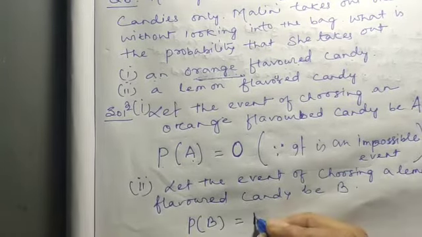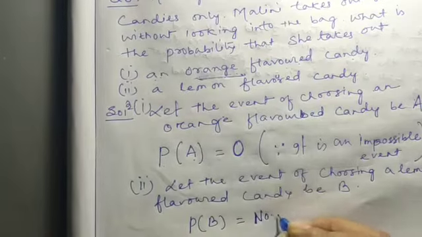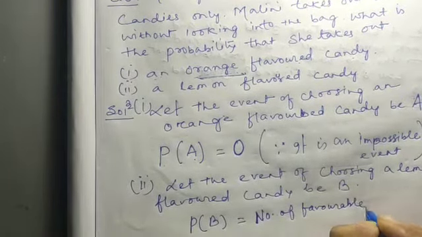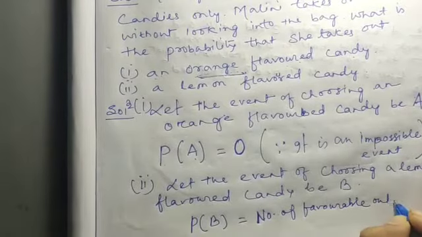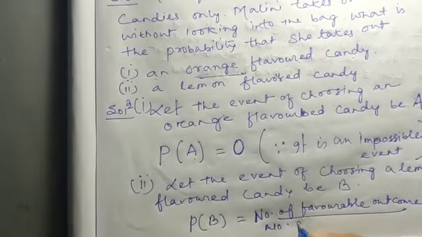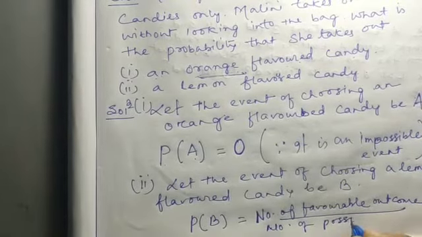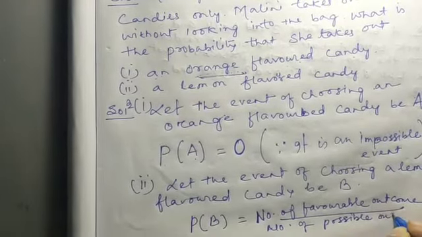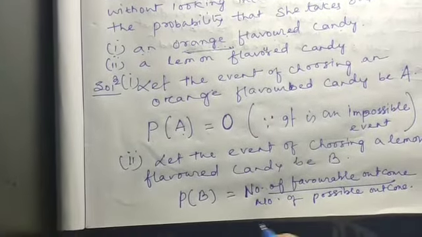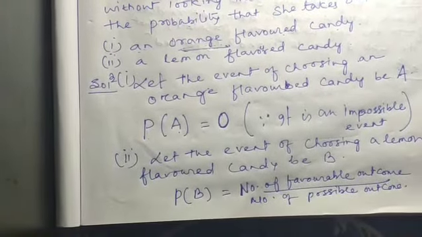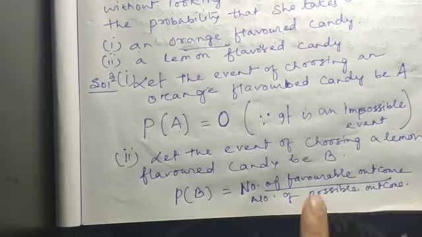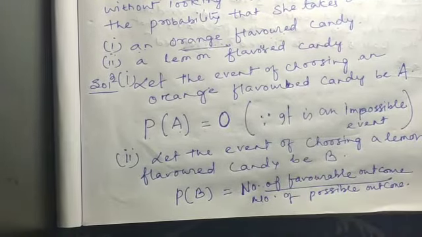see. Now if I write down also number of favorable outcome, let me write down number of favorable outcome by number of possible outcome. Let me write down. Okay, that is the formula. Yes or no? Okay, fine. I am writing down. Now you see here favorable outcome means what we want. We want lemon flavored candy. So that will come under favorable outcome.